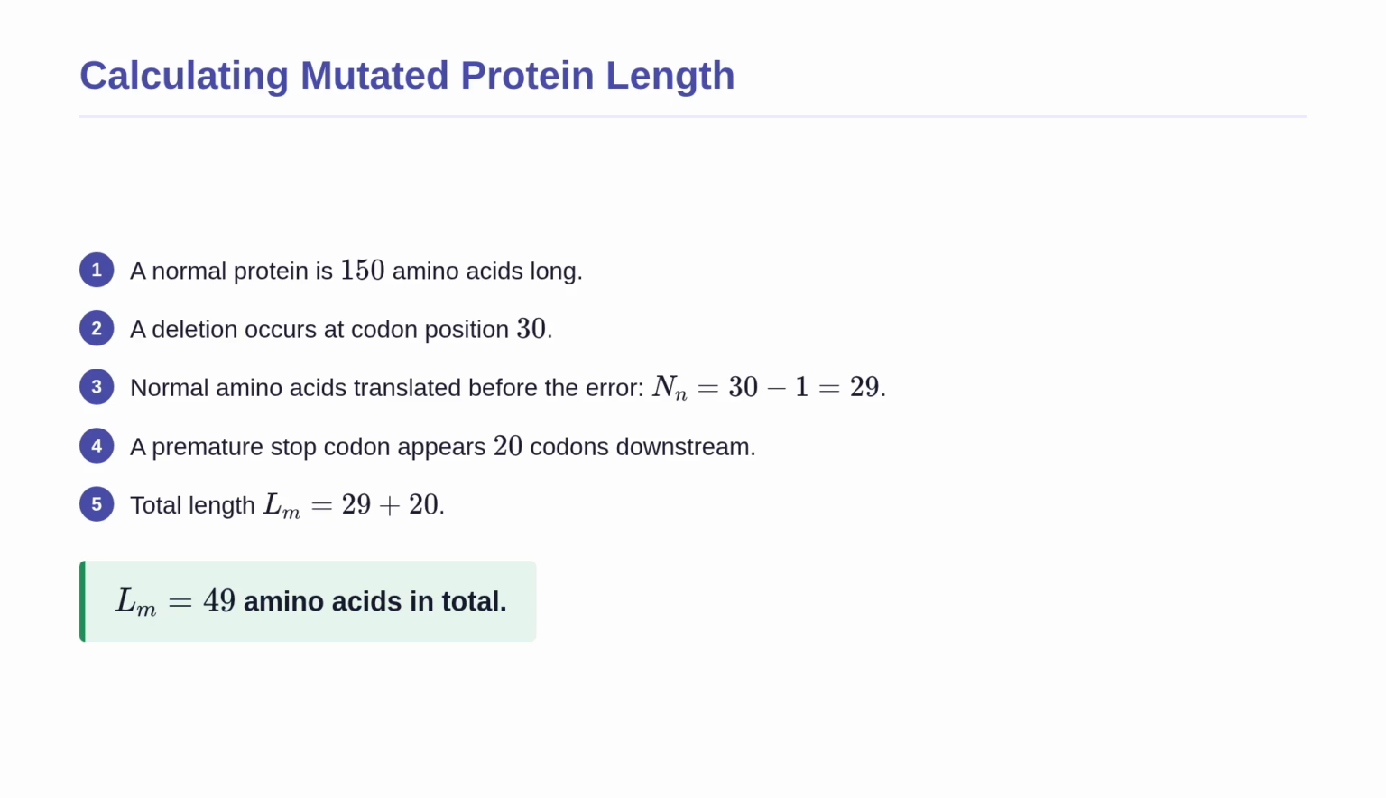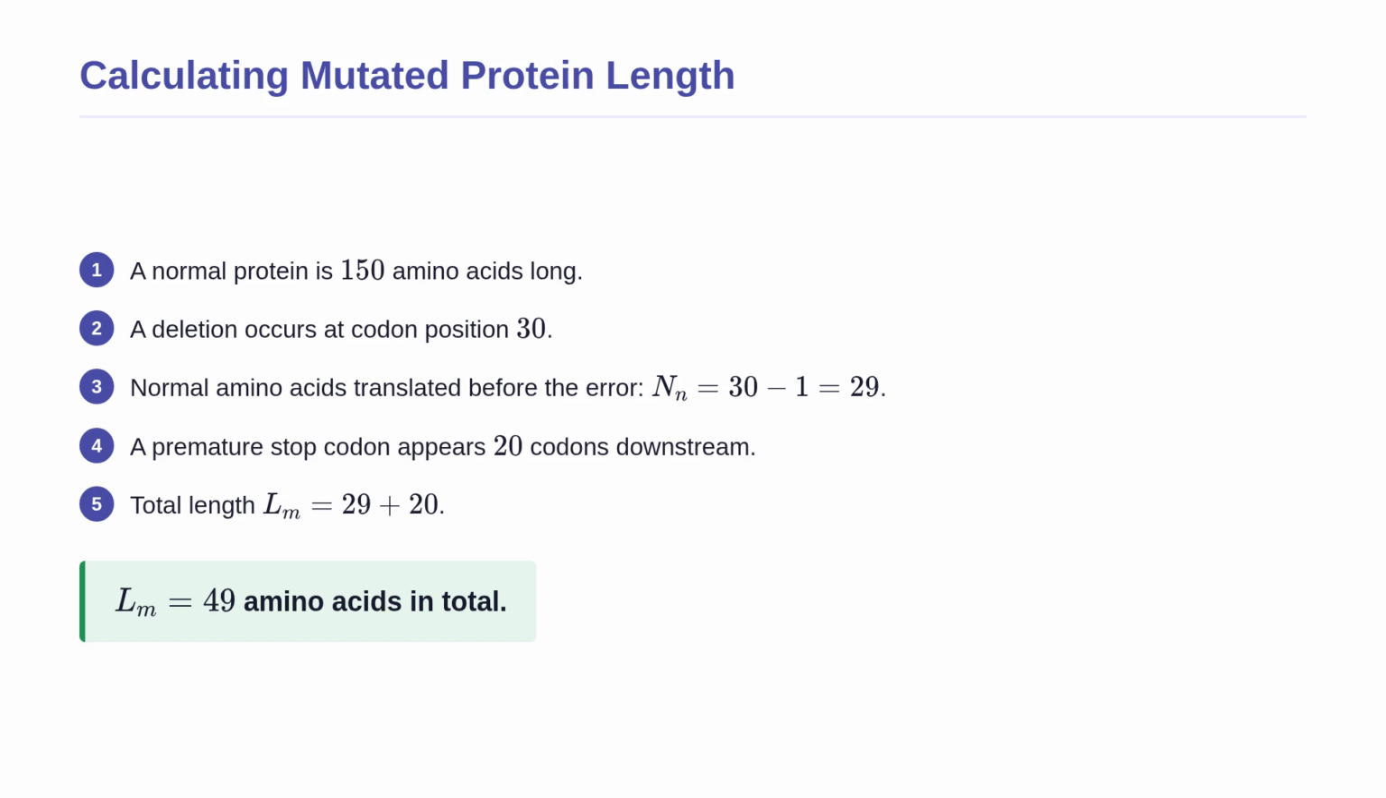Let us apply this logic to a specific example. We are given a normal gene that produces a functional protein exactly 150 amino acids long. A deletion mutation occurs at position 30 in the sequence of codons. This frame shift creates a premature stop codon exactly 20 codons downstream from the mutation site. We need to calculate the length of the new mutated protein.